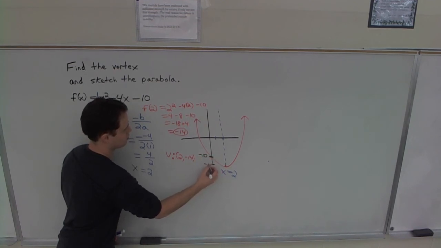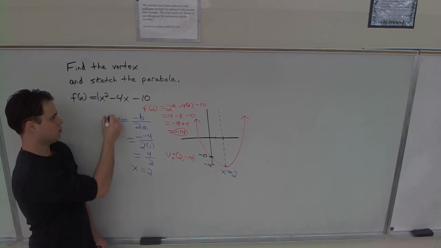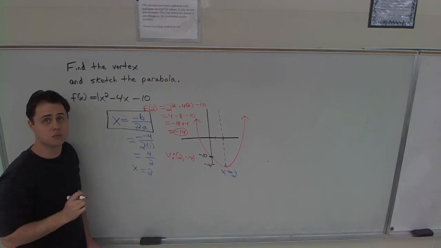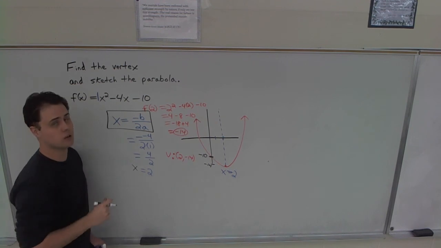So there's negative 14. Okay, so there's a parabola using the vertex formula, x equals negative b over 2a. Make sure you memorize that as quick as possible, and when we get further into parabolas, we'll look at where that came from.